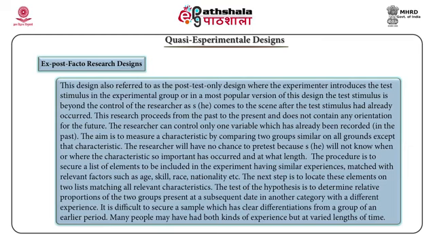The researcher can control only one variable which has already been recorded in the past. The aim is to measure a characteristic by comparing two groups similar on all grounds except that characteristic. The researcher will have no chance to pre-test.